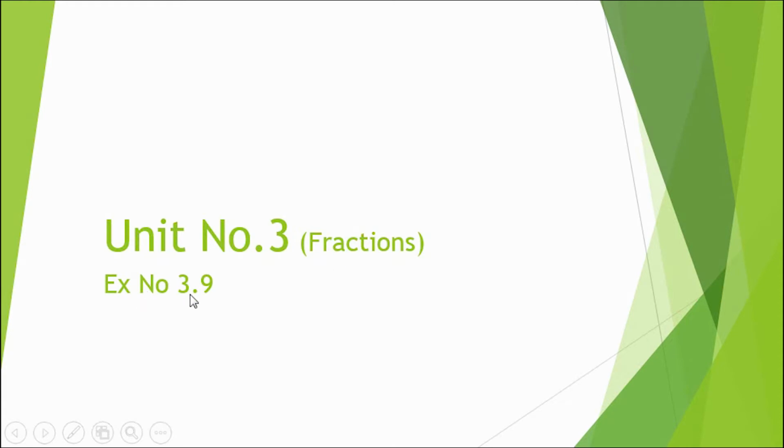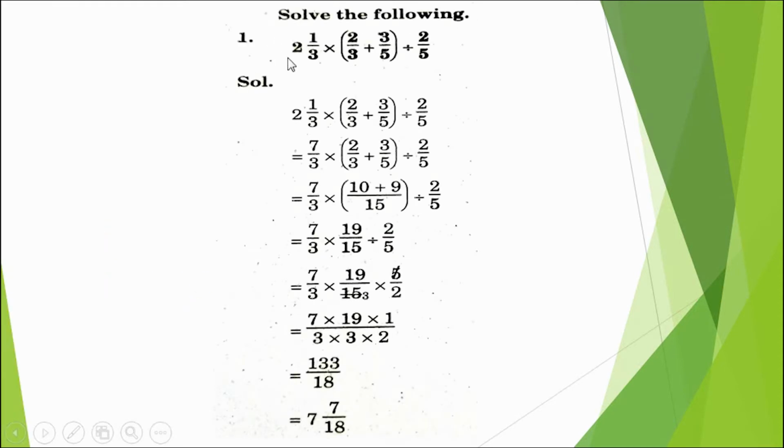Today our topic is unit number 3, fractions, exercise number 3.9. Solve the following: 2 and 1 over 3 multiply (2 over 3 plus 3 over 5) dividing by 2 over 5. Now 3 2s are 6, add 1, 7 over 3 multiply 2 over 3 plus 3 over 5 dividing by 2 over 5. First of all we solve the round bracket.